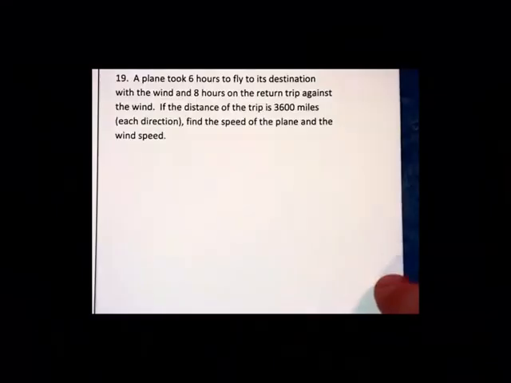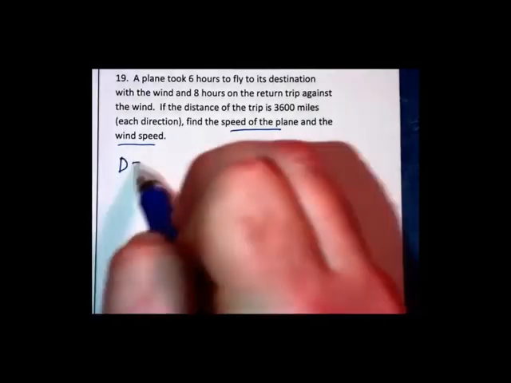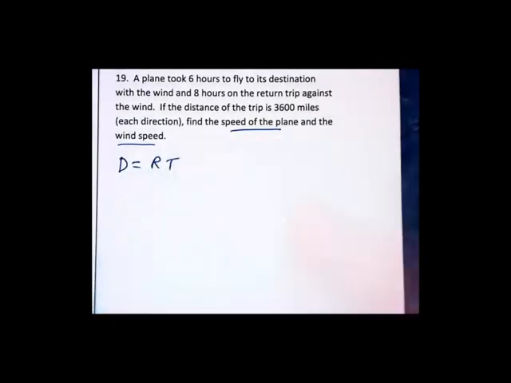A plane took 6 hours to fly to its destination with the wind and 8 hours on the return trip against the wind. If the distance of the trip is 3,600 miles each direction, find the speed of the plane. Okay, we're finding the speed of the plane and the wind speed. This is the pattern where we write distance equals rate times time, and we set up two equations.